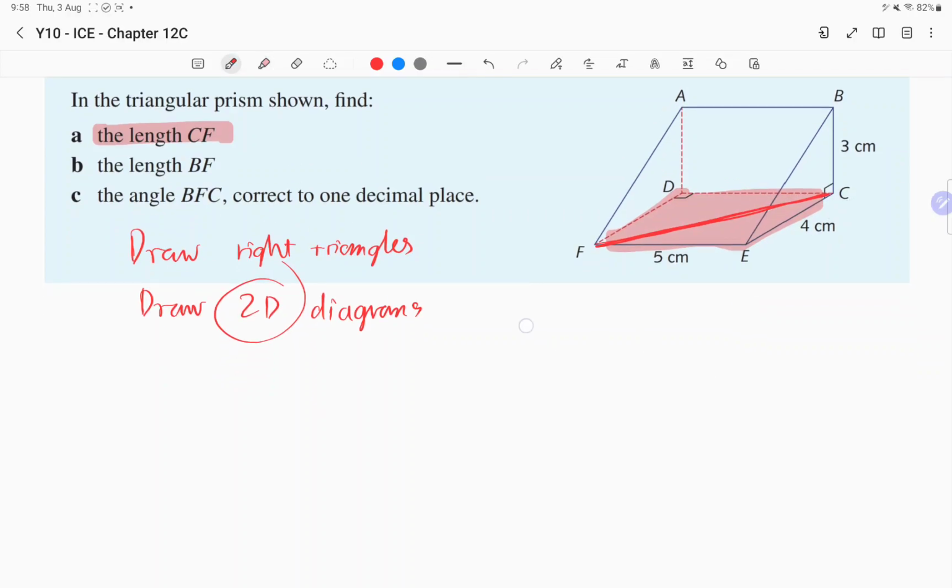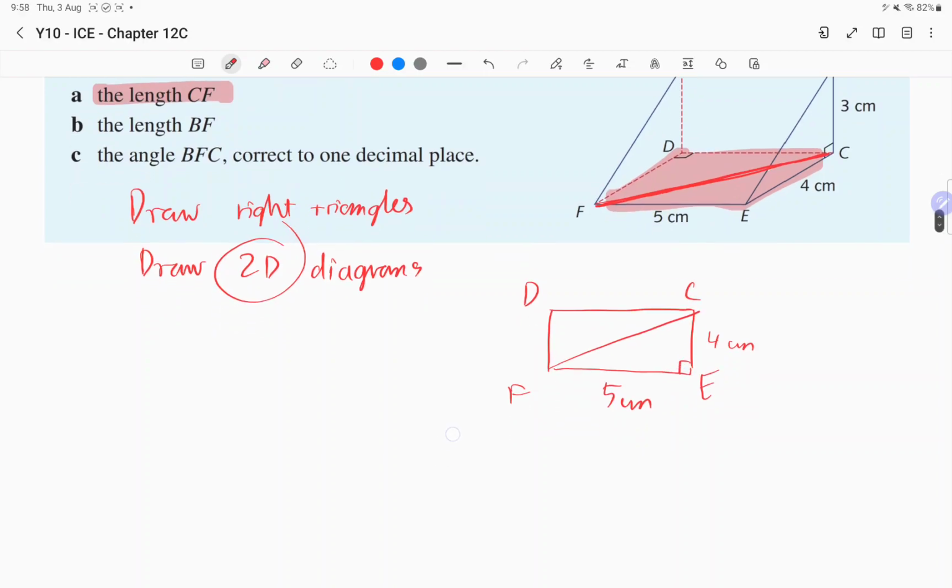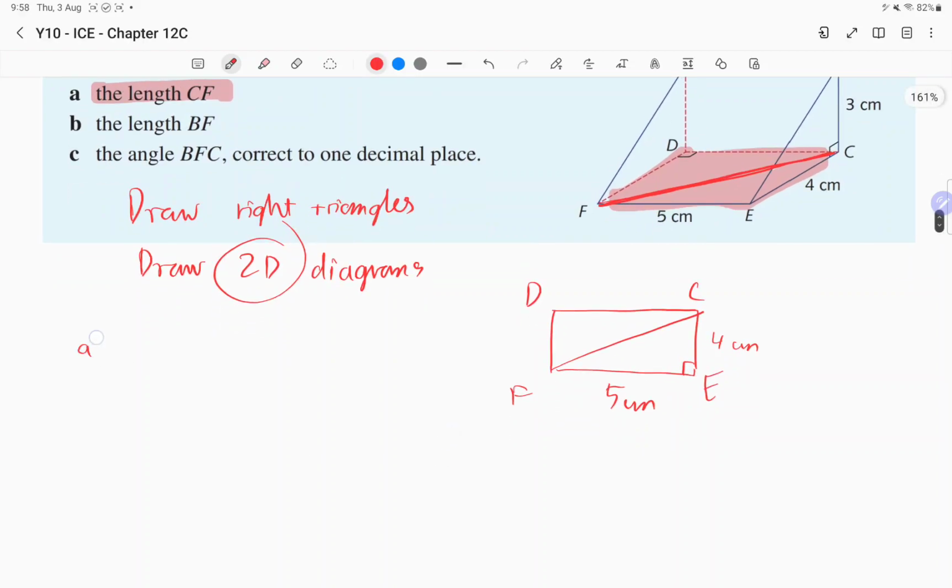Note you have to keep the same order, DC, and then CE is a bit shorter, so DC and then EF. So that's 4 centimeters, that's 5 centimeters. This is not to scale, but we can work it out. So that's F here, and then the length CF is a right triangle, which means that for question A, you can just use Pythagoras theorem.